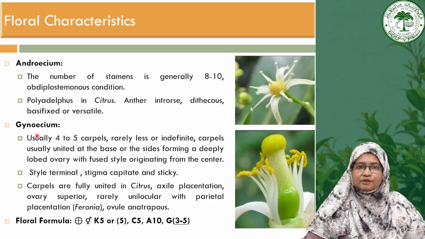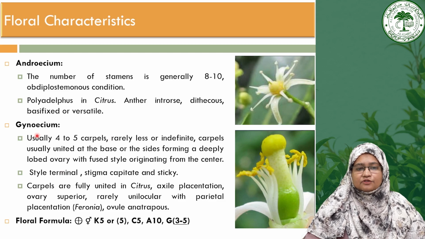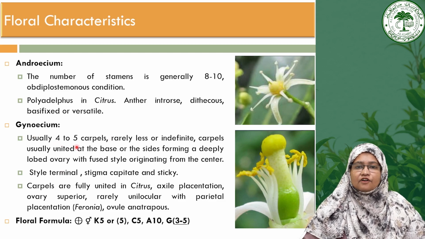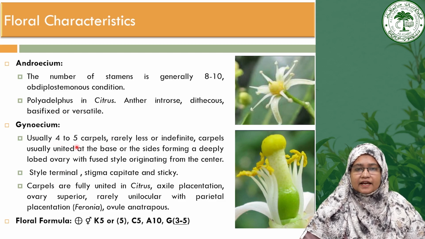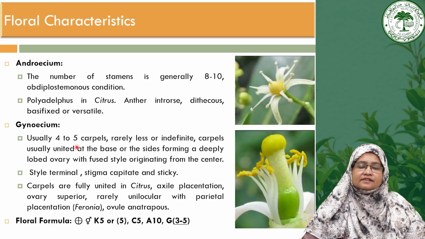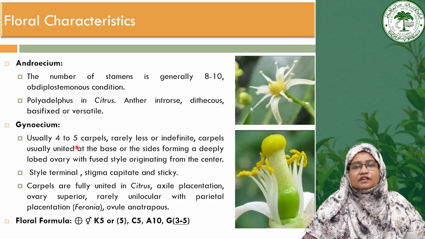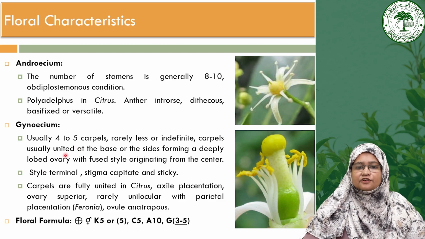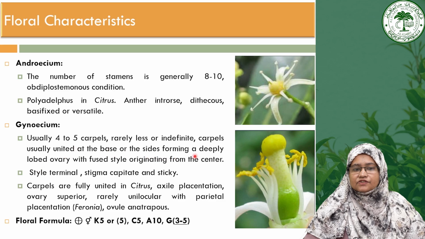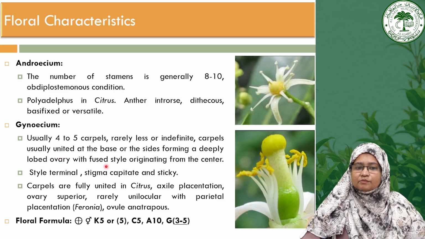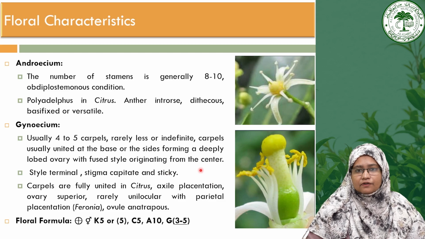Moving towards the female reproductive part, that is the gynoecium. Generally, it is 4 to 5 carpellary, and sometimes it has a lesser number, or sometimes it has an indefinite number of carpels. Usually, they are united at the base of the sides, forming a deeply lobed structure, which is formed by the fusion of styles originating from the center of the ovary.